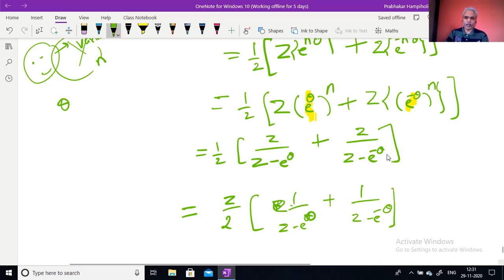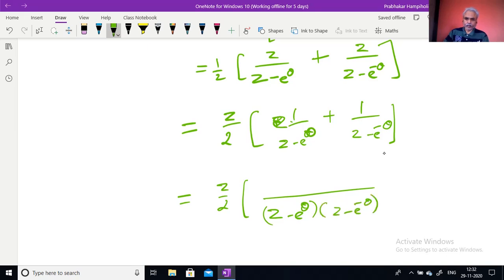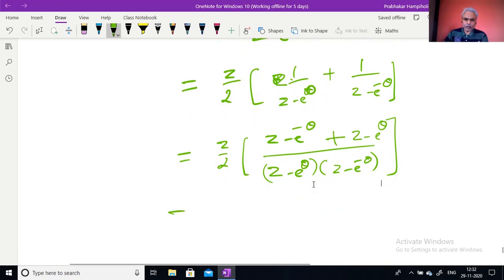Now the usual simplification, LCM, simplify. This is equal to Z by 2, cross multiply for the LCM. So Z minus e raised to minus theta plus Z minus e raised to theta. So when I cross multiply, what I am going to get inside is Z by 2, as it is, Z plus Z, 2 times Z minus, into the bracket of exponential functions.